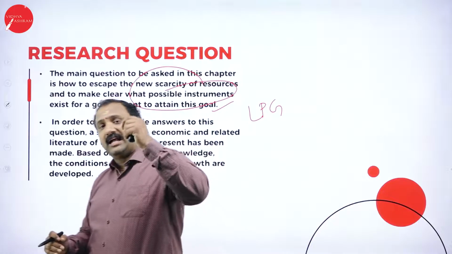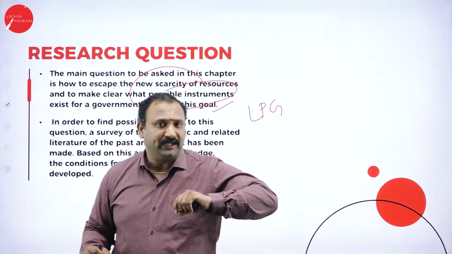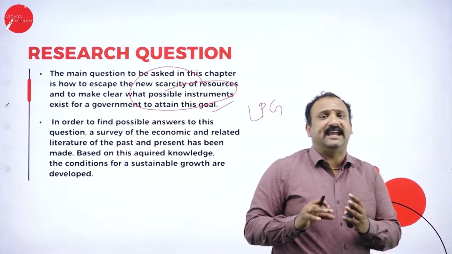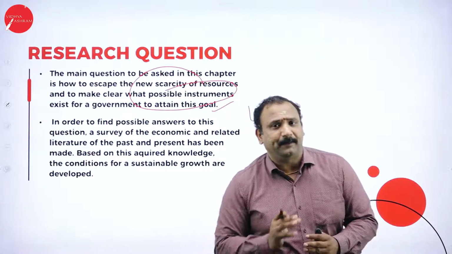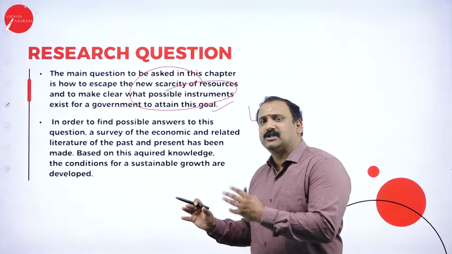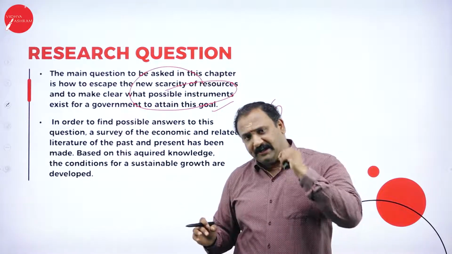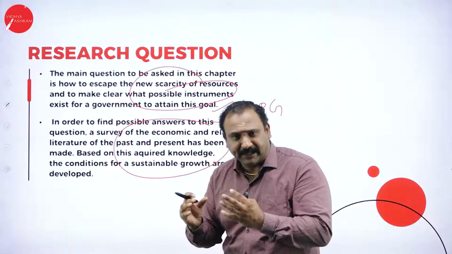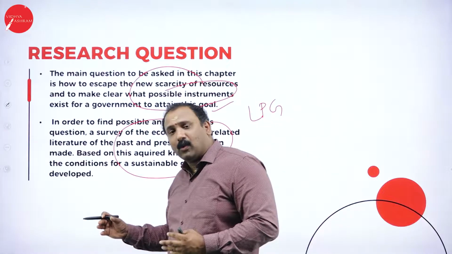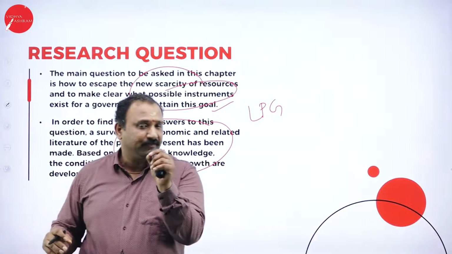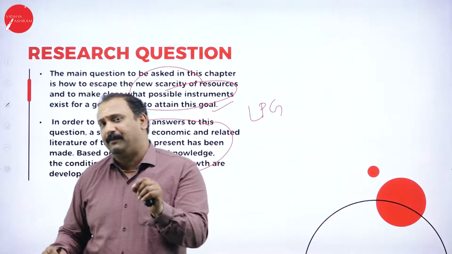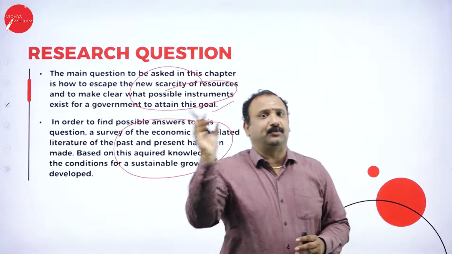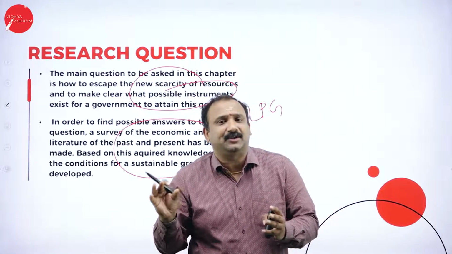But what the government has not taken into account is the sustainability part. Many parts of India are not able to sustain. They are running out of resources, or people are migrating to different places because of the survival factor. So in order to find possible answers to this question, a survey of the economic and related literature has been made. Many parts of India are still underdeveloped because they have not understood sustainability. Somewhere they have understood survival, but survival and sustainability are not the same.